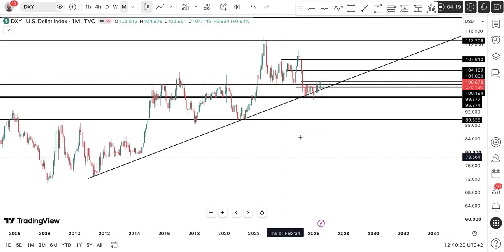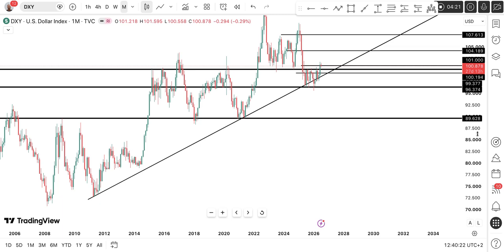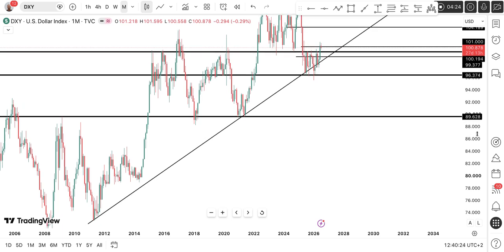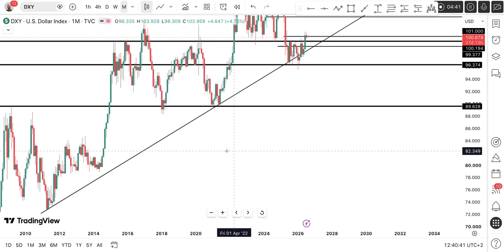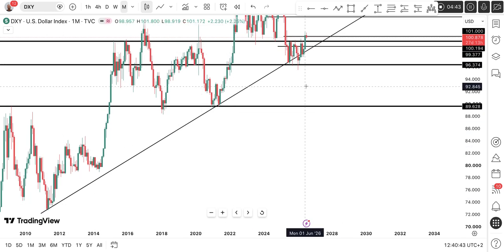Now, with your chart patterns, right? When you see chart patterns on the monthly time frame, on the weekly time frame, on the daily time frame also, it is very important that you pay attention to it. I've learned this the hard way. You must pay attention to chart patterns, especially on the higher time frames. Now, you can see that this is the third touch. 1, 2, 3. The third touch does the trick, right?